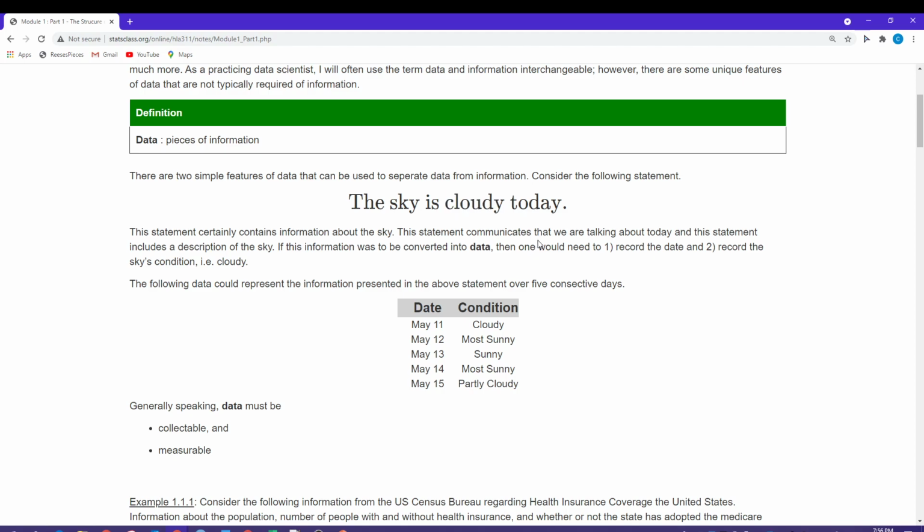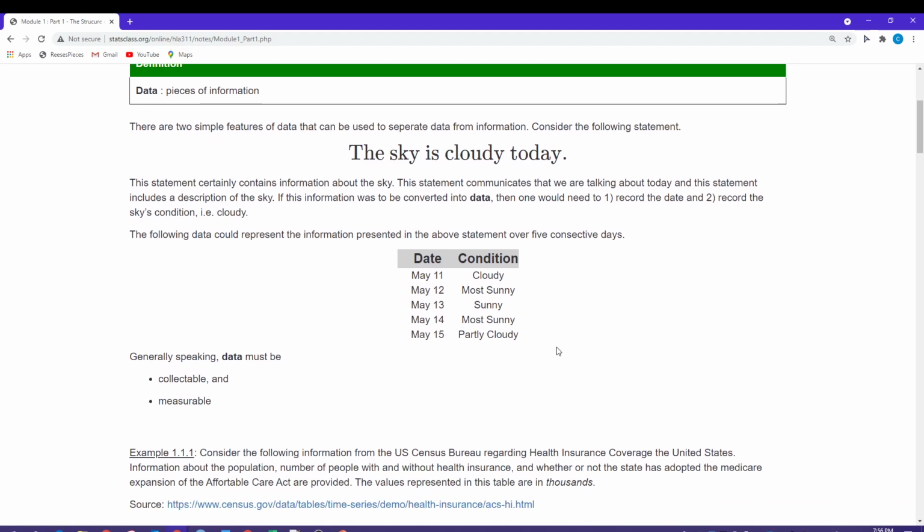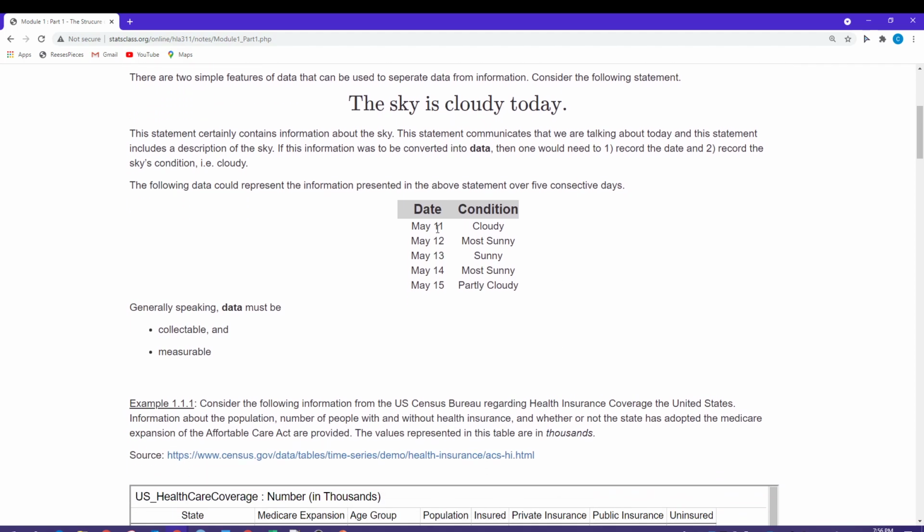So if you can imagine a statement like this done over 5 consecutive days, the data that we obtain might look something like this that I have on the screen, where I have the date indicated for which day they're talking about, and then I also have the sky's condition listed here as cloudy, mostly sunny, etc.